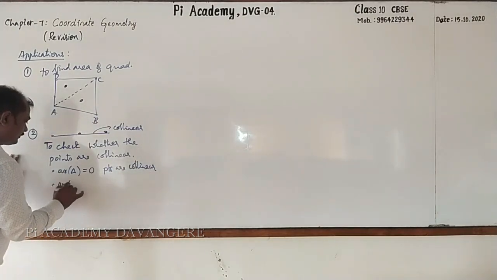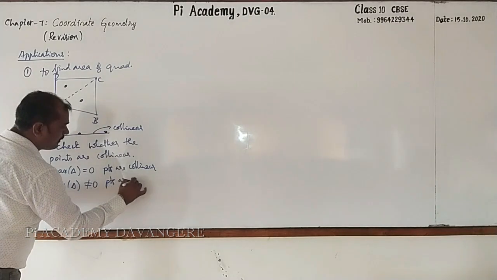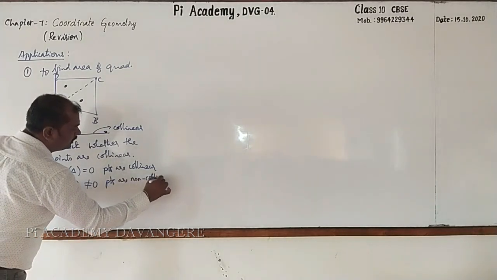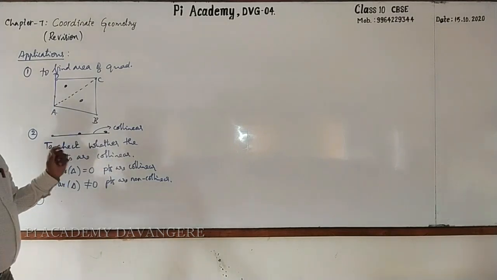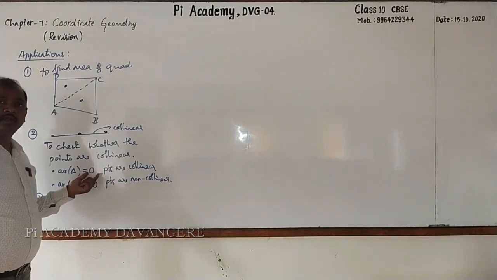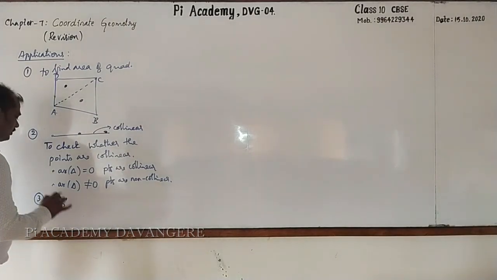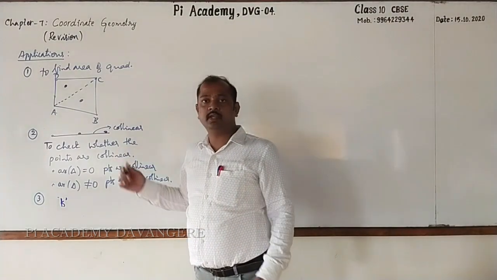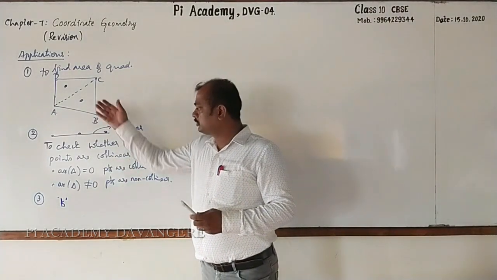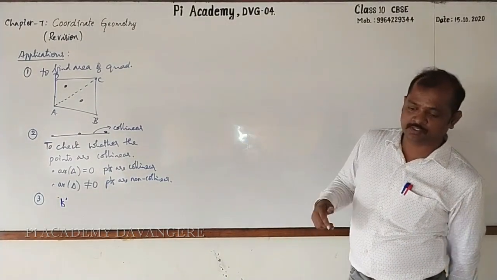Next, if the area of the triangle is not equal to 0, the points are non-collinear. And even the third one: when the points are collinear, the area of the triangle will be 0. Then they'll give an unknown term, call it k. To find the value of k under such a condition, we will use the area of triangle concept. So please copy this, then I'll take one example for each.